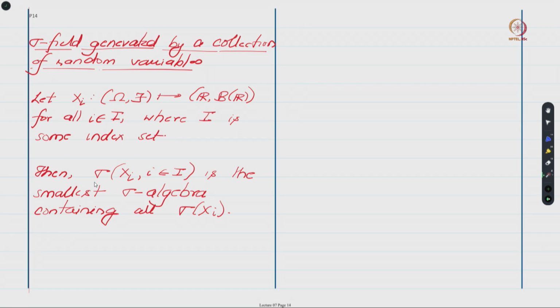Well, the definition is that it is the smallest sigma algebra which contains all the sigma algebras that are generated by the different random variables. So, sigma of Xi is the sigma field generated by Xi. You collect all these sigma of Xi's and now this is a collection of subsets of omega. You put all of them together and ask what is the smallest sigma algebra containing this whole collection. Is this okay? And that collection will be referred to as the sigma algebra generated by the collection of random variables Xi where i belongs to capital I.